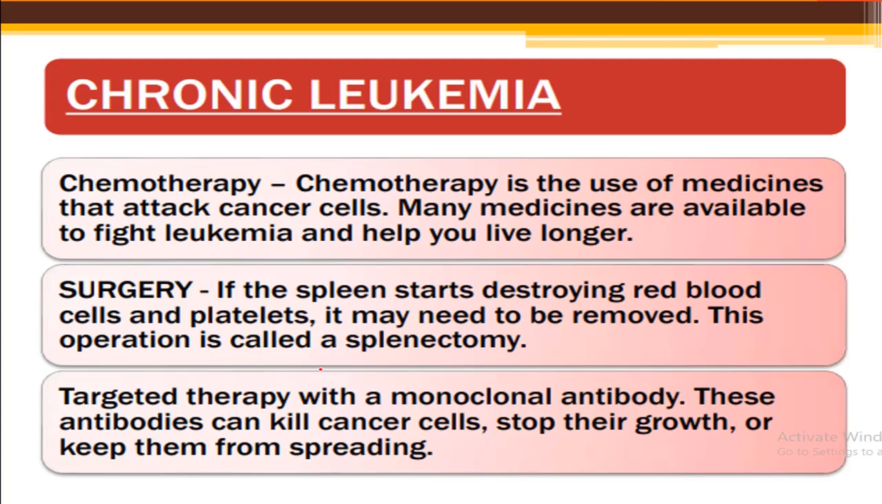Okay, mayroong maraming mga drug that is used for chronic leukemia that may help in the prolonging of life of the patients with leukemia. They may also perform a surgery sa spleen. If ito ay destroyed by red blood cells and platelet, the spleen can be removed through surgery called splenectomy. Okay, the surgery for removal of the spleen because of red blood cells and platelet destroying the spleen.